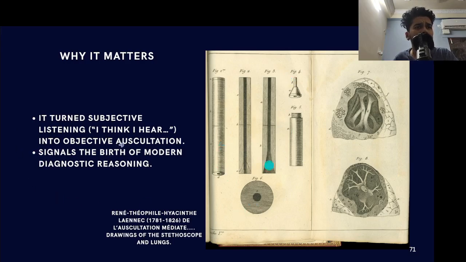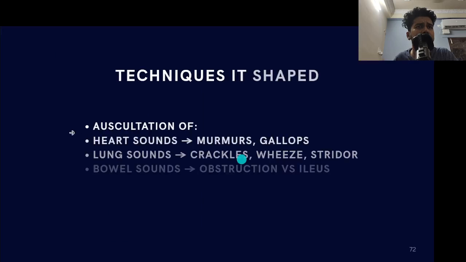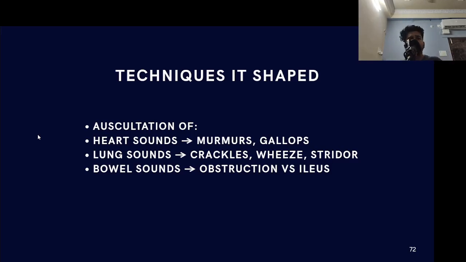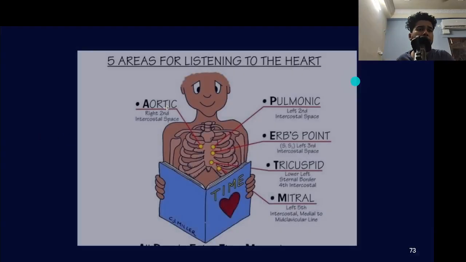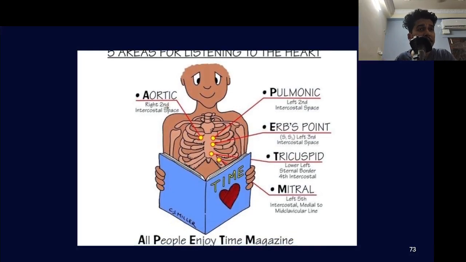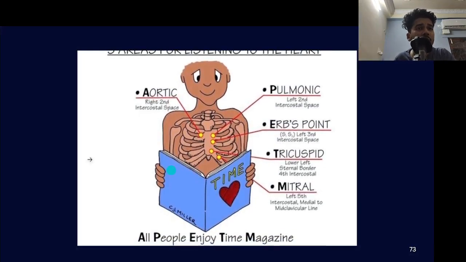So these are the drawings of the stethoscope that Mr. René came up with, and these are some of the drawings of the lungs. The techniques that it shaped include auscultation of heart sounds, where we can now hear murmurs and gallops, of lung sounds, where we can hear crackles, wheeze, and stridor, and of bowel sounds, where we can differentiate between obstruction and ileus. There are 5 areas to listen to the heart, and you can use this mnemonic: All People Enjoy Time magazine.